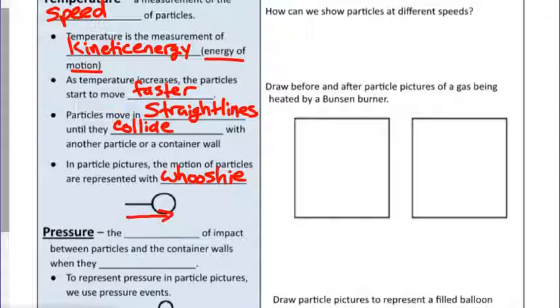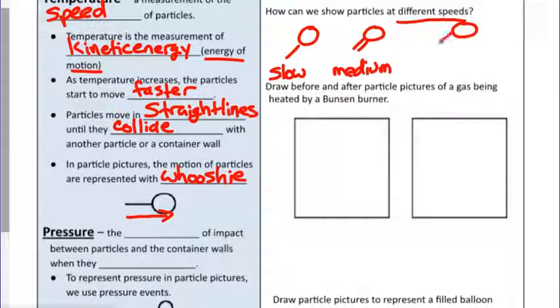So in terms of temperature, since we're going to adjust the temperature and ultimately the speed of these gas particles, we need to be able to illustrate the particles at different speeds. And so the tail, the whooshie, is going to help us sell that point. So one tail is going to represent a slower speed or a lower temperature. Two tails is going to represent a medium speed or a slightly higher temperature. And then three tails is going to represent a fast speed or an even higher temperature.